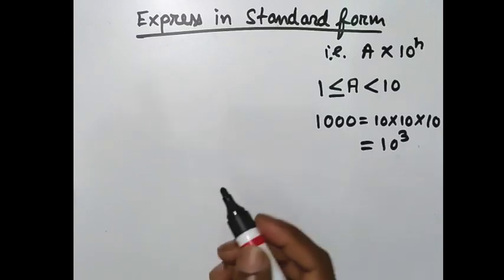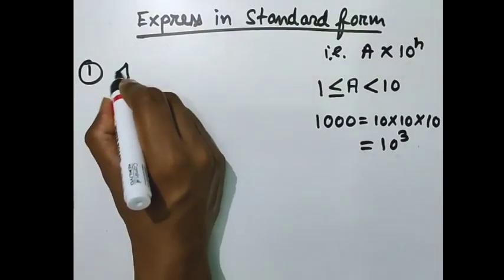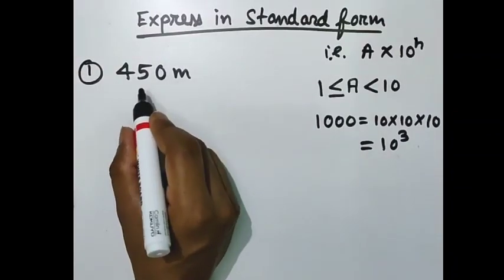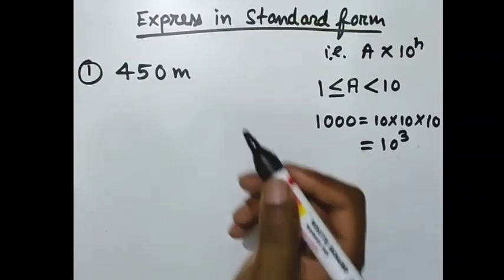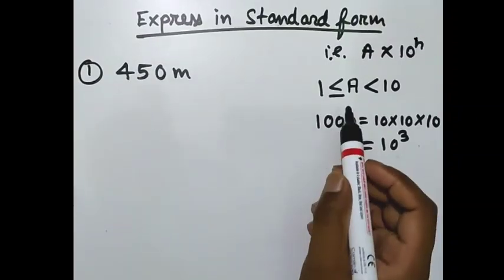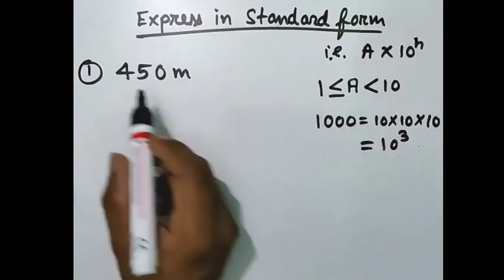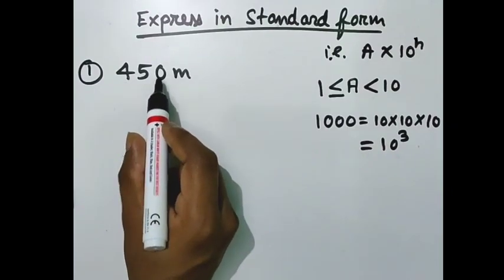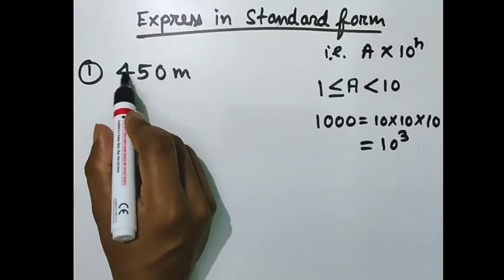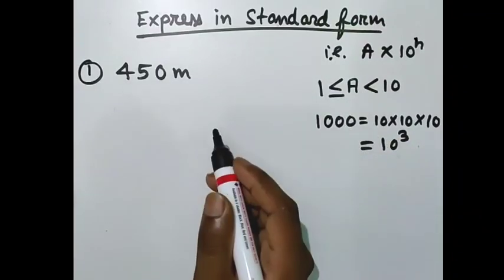Clear? Now let's look at an example to understand how we will convert any number into a standard form. So the first number is, or you can say unit, 450 meter. So what is the first criteria? That a should be greater than or equal to 1 and less than 10. So here this is 450. It means it is more than 10. So in order to be less than 10, if I change it into the decimal number 4.50, then it will be somewhere between 1 and 10, right?